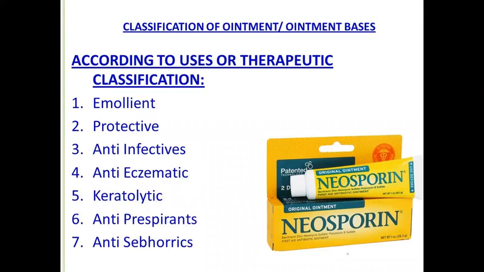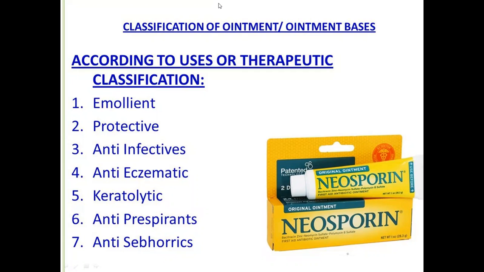Emollient, protective, anti-infective, anti-eczematic, keratolytic, antiperspirant. They are used to remove the perspiration or stop the perspiration. Then anti-seborrheic. After that, one more addition in the ointment types is on the basis of their action. They are mainly classified into three types: epidermic ointment, endodermic ointment, and diadermic ointment.